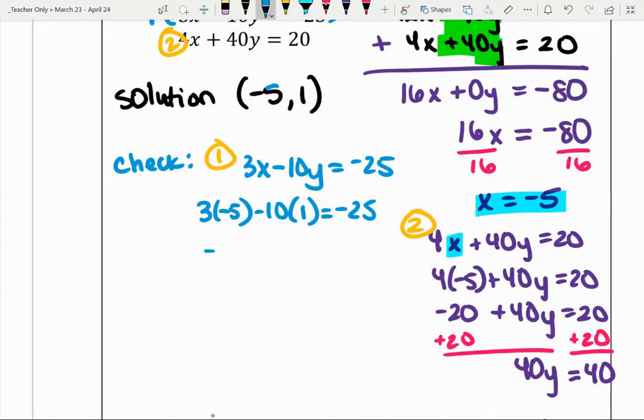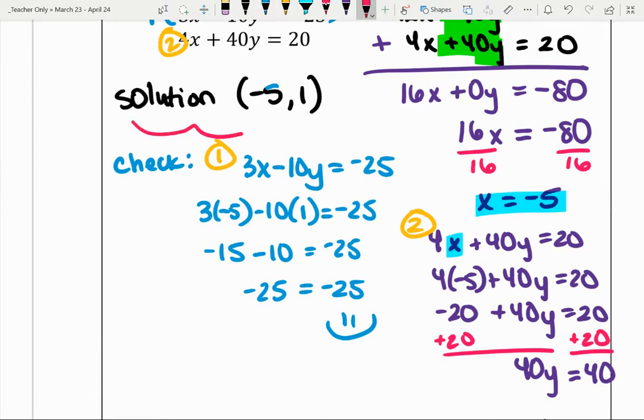3 times -5 is -15. -10 times 1 is -10. And -15 minus 10 is -25, right? We go further in the negative direction. And that's exactly what I want. So my solution of -5, 1 is perfect.